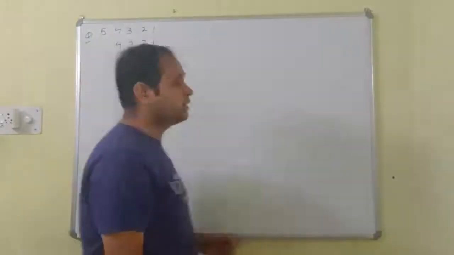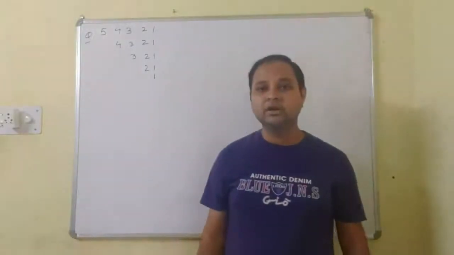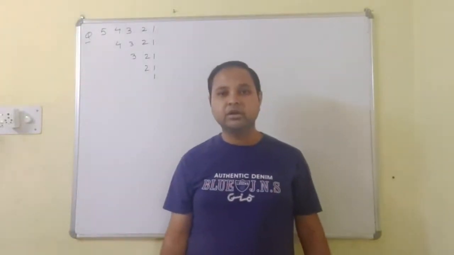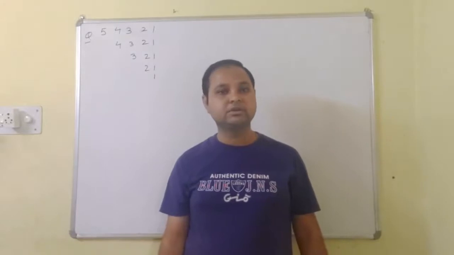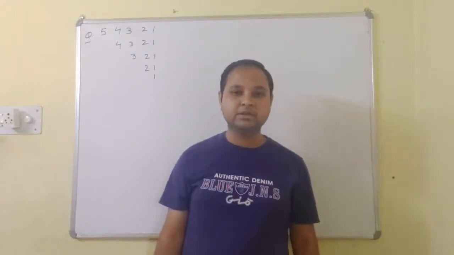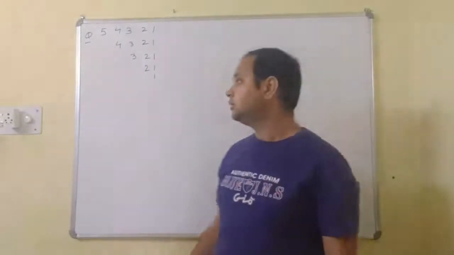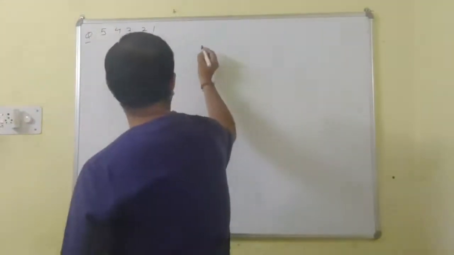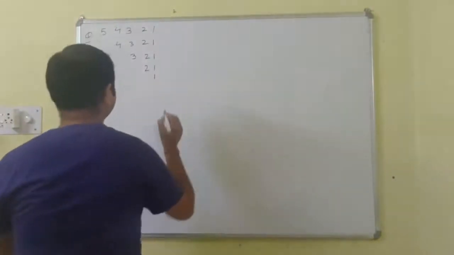So the first line element is your 5, 4, 3, 2, 1. Second line we are having 4, 3, 2, 1. Third line we are having 3, 2, 1. Fourth line we are having 2, 1. And the last line we are having only 1. So this program goes like this. Alright, it starts from writing from here.